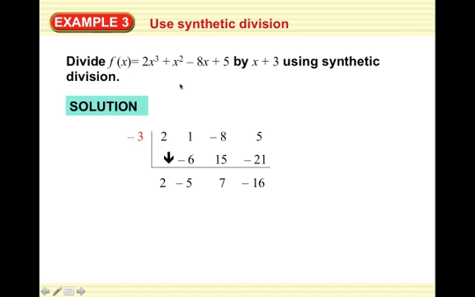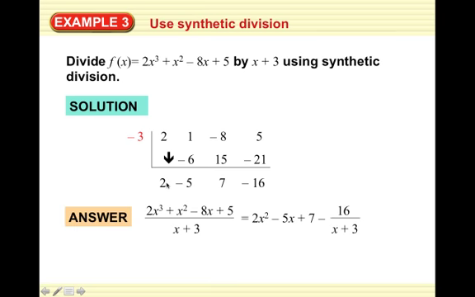The quotient polynomial is always going to be 1 degree less than the original polynomial whenever you're doing synthetic division, because we're always dividing by a linear divisor. So that's why that always works out. So I know that that 2 is going to be for an x squared term. Because we had x cubed, we go down 1 degree, it's going to be x squared. So we're going to have 2x squared minus 5x plus 7.